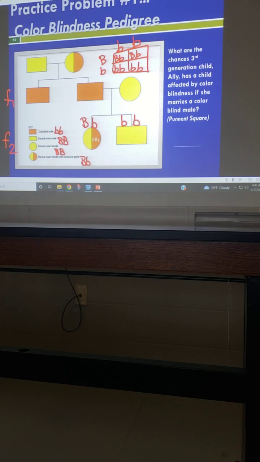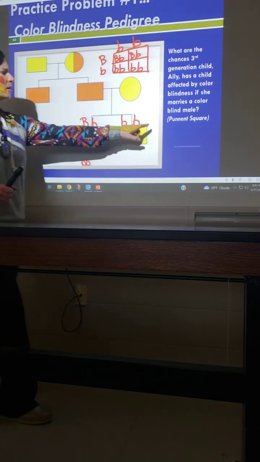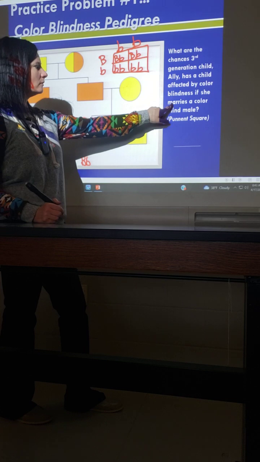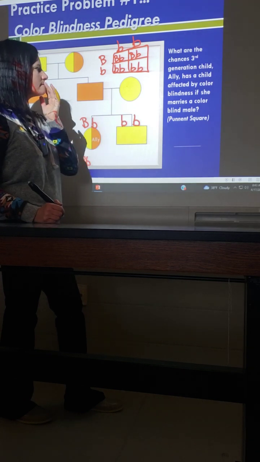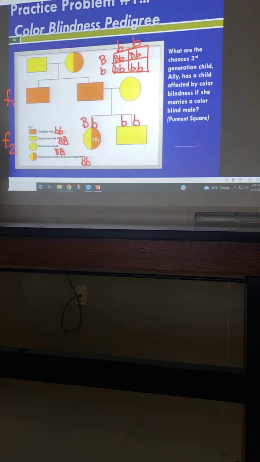I think you messed up. Did I mess up? The key says what? Big B for the yellow square, but you wrote normal vision. It's asking for a colorblind man. Yeah, but in the chart. Oh, I thought that was just saying like a hypothetical, like what would happen. I'm so confused.